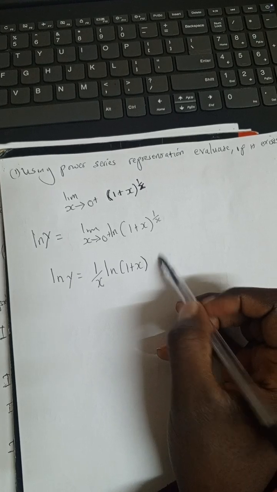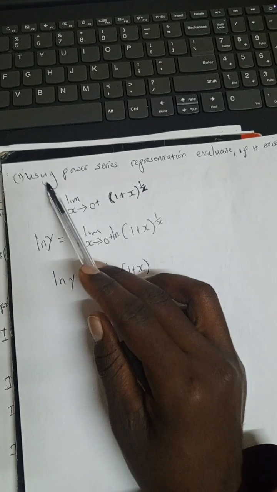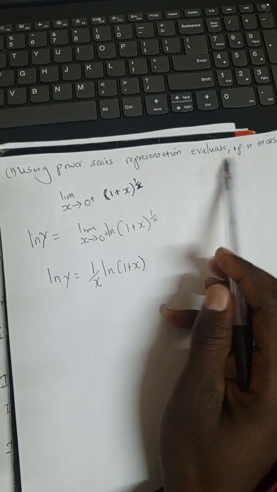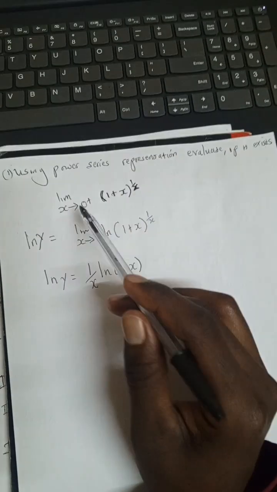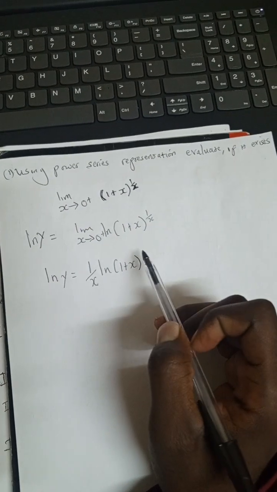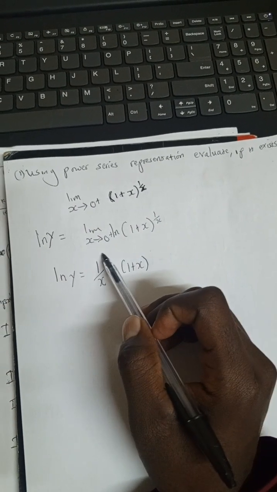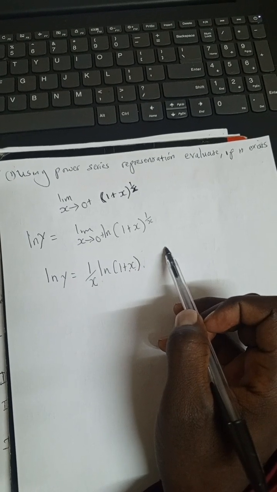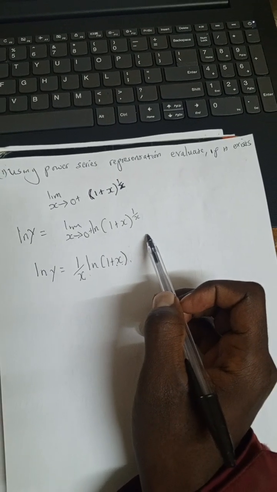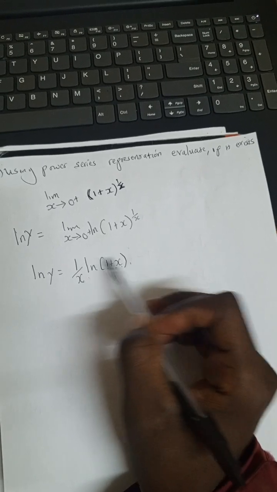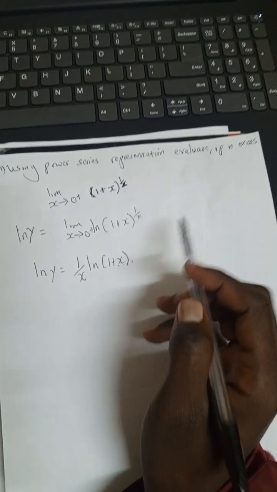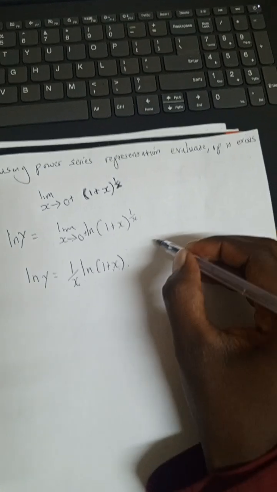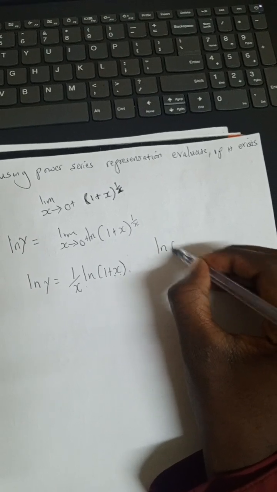But now, let's be cautious. They have said that we must use what? Power series representation to solve this limit. So for us now, what we need to identify is what ln of 1 plus x is in power series. There's a very simple way which we can use to come up with a series for ln of 1 plus x. So I'll write it here.